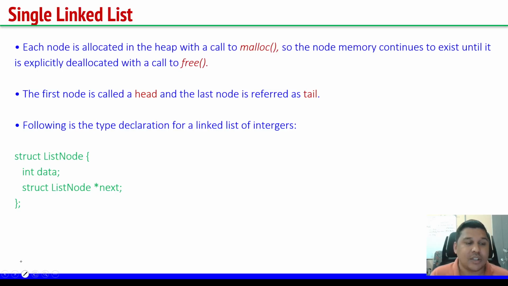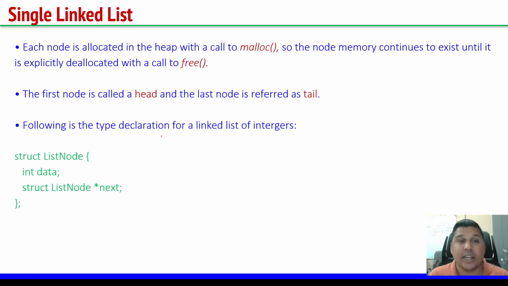We write struct list node, the name of this structure, int data to store the integer value. Then I want to store the address of something. That address belongs to another node. What is the data type of another node? The data type of another node is structure. That is why I wrote here struct list node.